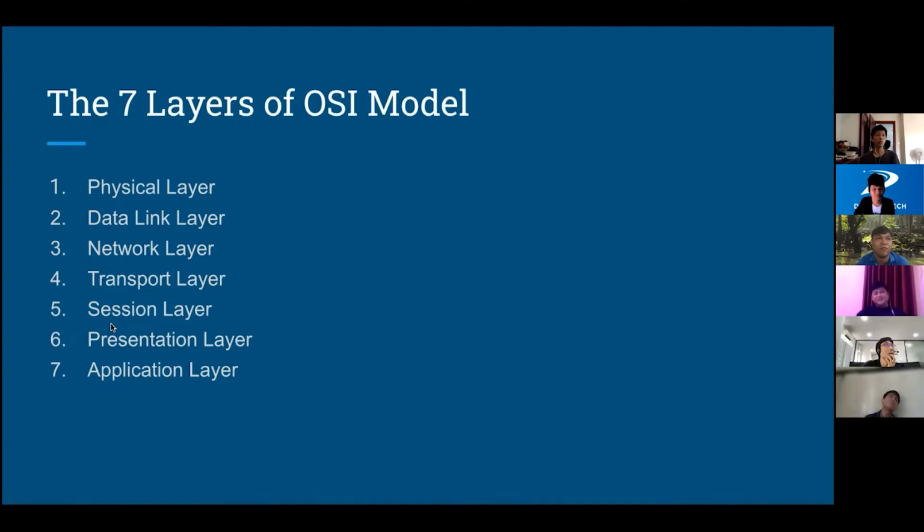And the session layer will merge the data back and identify the port, because data will be cut into frames. So the session layer will merge this data back and identify the port.